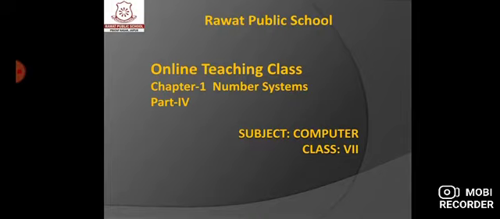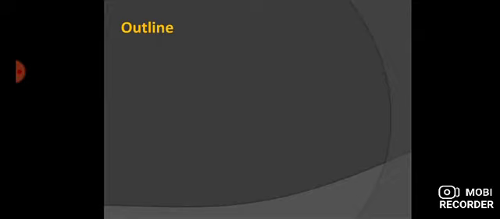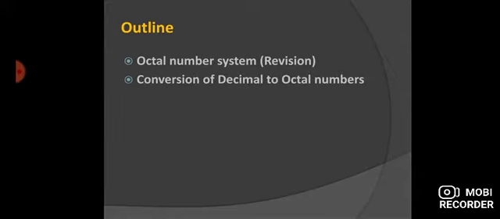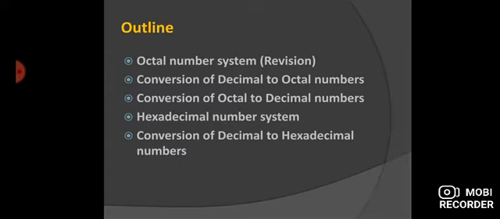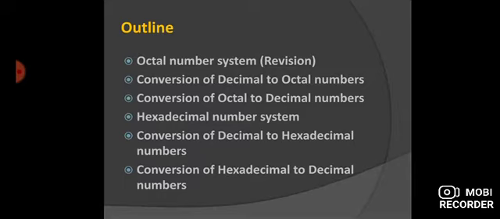So, let's start with Chapter 1 Number Systems Part 4. Part 1, Part 2, and Part 3 we have already discussed in our previous classes. So, let's start. These are some of the new topics that we are going to discuss in today's class, but before that, we will do a quick revision of previous topics. Octal number system, conversion of decimal to octal numbers, conversion of octal to decimal numbers, hexadecimal number system, conversion of decimal to hexadecimal numbers, conversion of hexadecimal to decimal numbers.